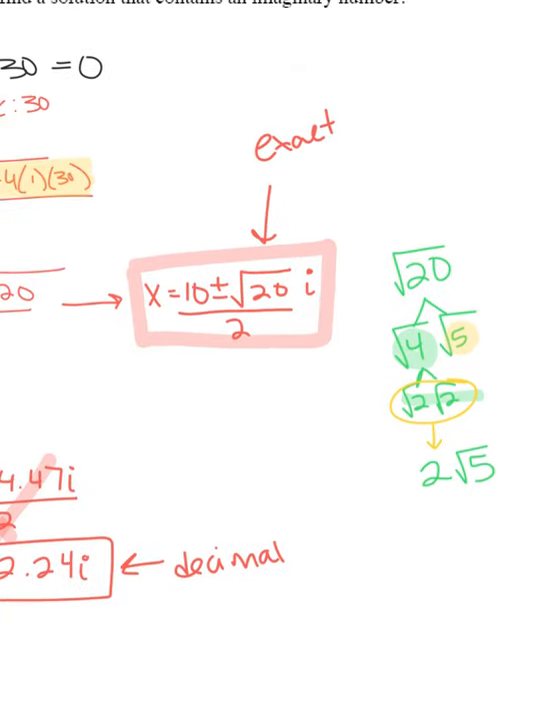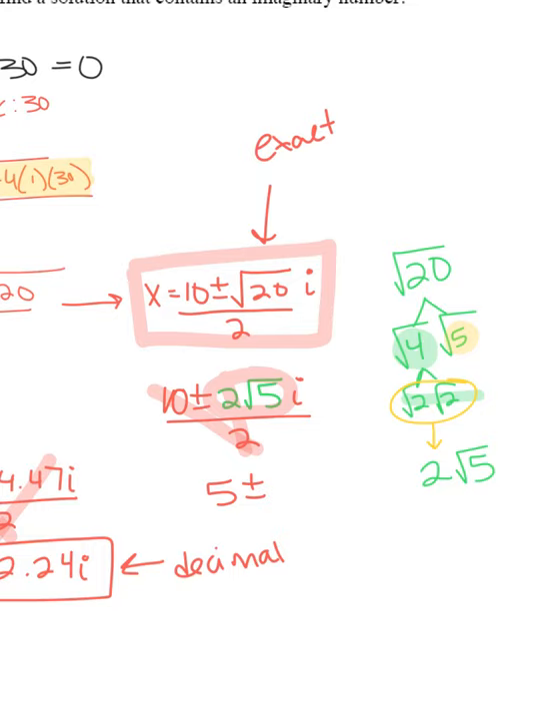So to write our quadratic formula problem, going back, instead of the square root of 20, we're going to replace that square root of 20 with 2 square root 5, i, all over 2. And then you're looking to reduce your fraction by 2. So we're going to do 10 divided by 2, which is 5. The square root number never gets divided. It's part of this whole term. So 2 divided by 2 is 1.